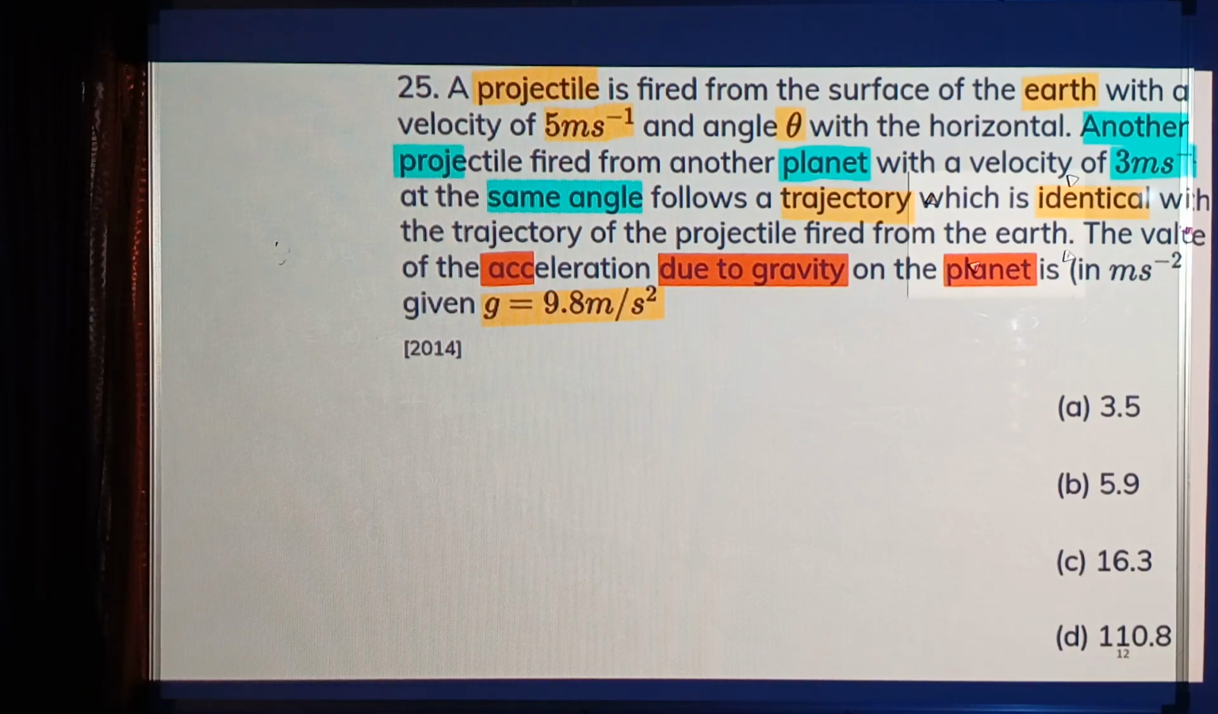This is the next question. A projectile is fired from the surface of Earth with a velocity 5 meters per second at an angle theta with the horizontal. Another projectile is fired from another planet with a velocity 3 meters per second at the same angle and follows a trajectory which is identical with the trajectory of the projectile fired from the Earth. The value of acceleration due to gravity on the planet is in meter per second square. Given g is 9.8 meter per second square. g is acceleration due to gravity on Earth.